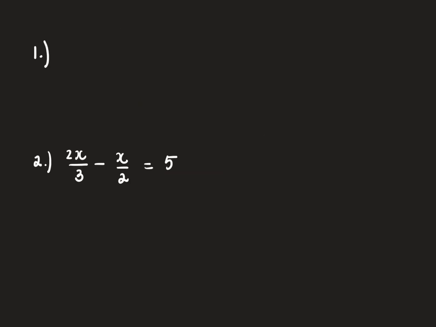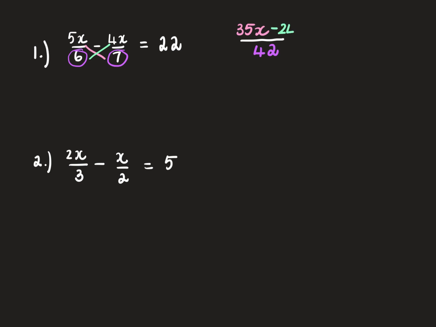Here are 2 for you to try yourself. Press pause. Okay, let's go through them. As always with the first one, our first step is to find a common denominator. What do we say? We say that times that. 6 times 7 is 42. What do we say next? That times that. 5x times 7. 5 7s are 35, so 35x. That times that minus 6 4s are 24, so 24x. Then is equal to 22.